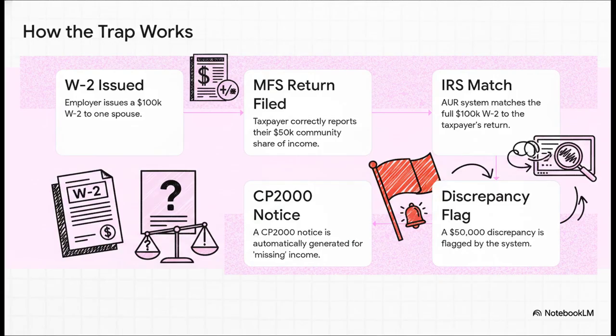So let's walk through how this trap actually springs. It's an automated chain reaction. Your client does everything by the book. They get a $100,000 W-2, but they follow state law and report only their $50,000 share. But the AUR system just sees the $100,000 from the employer and the $50,000 on the 1040, and bam, it flags a discrepancy and spits out a CP 2000 notice. And just like that, the burden of proof is thrown right back on your client to prove they did everything right in the first place.